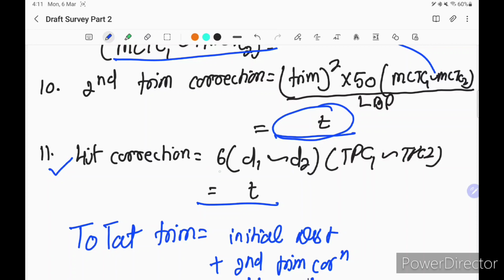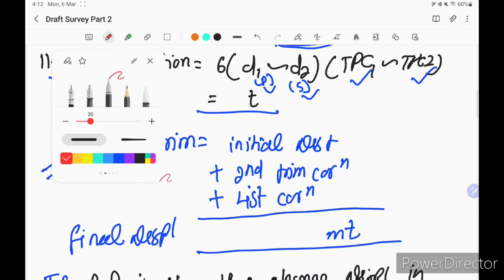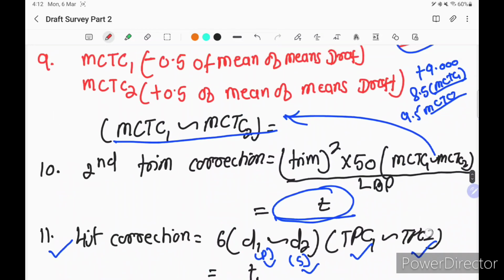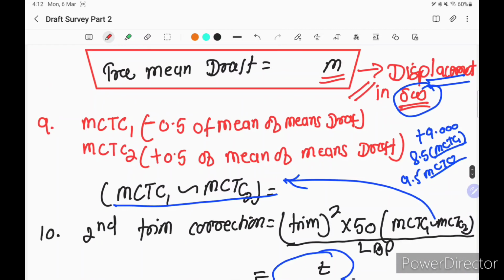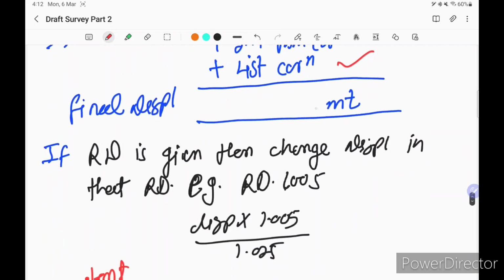So the formula for list correction is 6 D1, meaning the midship draft port side and midship draft starboard side. So take the difference between them, and then the port side TPC and starboard side TPC values. The difference between them, you multiply, and you will get the list correction. Now we have to find total trim. The formula of total trim starts with the initial trim. From where do we get the initial trim? This is our initial trim. Okay. Then second trim correction and list correction, all added, we will get the final displacement in seawater.